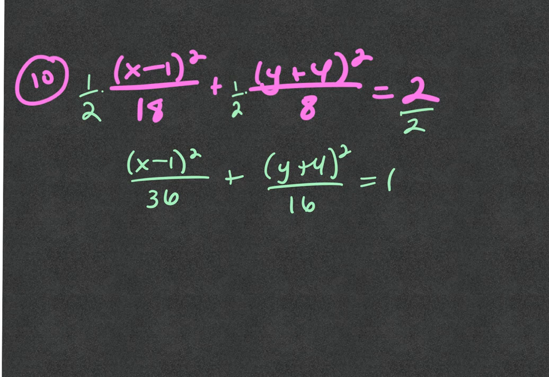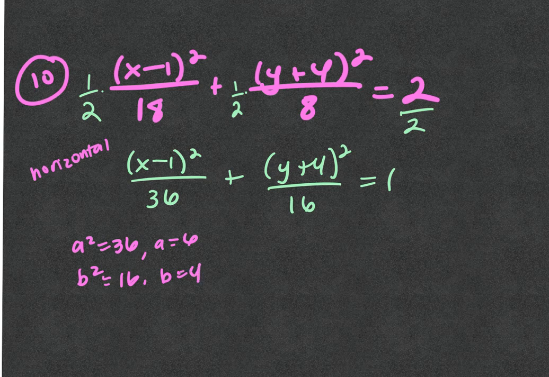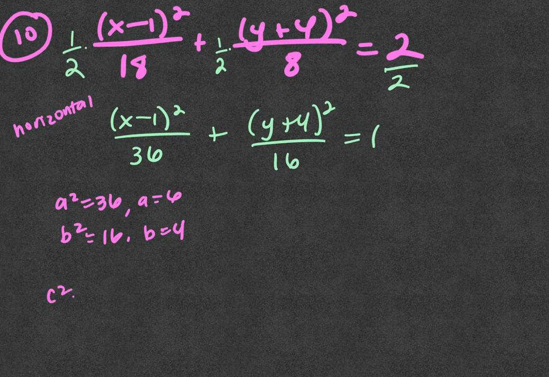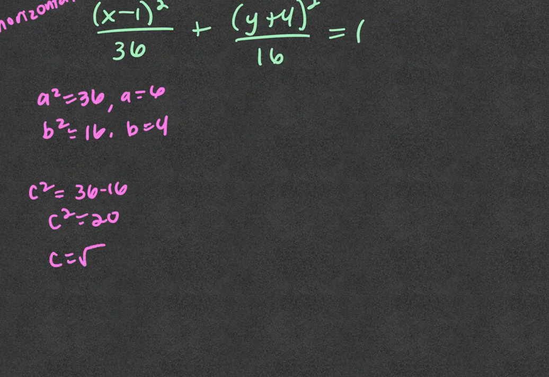The bigger denominator is the 36. That's my a squared. And because that's under the x, this is horizontal. The a is 6. The b squared is 16, making b 4. c squared equals a squared minus b squared for ellipses. So c squared would be 20. c is going to equal the square root of 20. If I were to graph that, that's a little bit bigger than 4, like a 4.2 maybe, 4.3. And when I keep it exact, it's 2 square root 5.